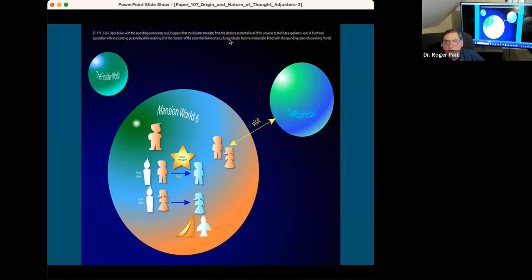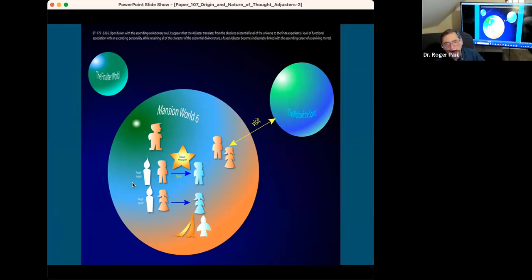Nature, and a fused adjuster becomes indissolubly linked with the ascending career of the ascending mortal. So here we are, right? This is on mansion world number 6. Most everybody fuses by mansion world number 6. Okay, it normally happens on 5, but by 6, most everybody does.